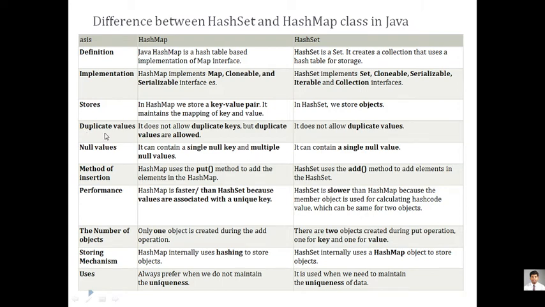Now we'll go for duplicate values. Here it is not allowing duplicate keys, but duplicate values are allowed. So if you want to add duplicate values, you can add duplicate values, but you cannot add duplicate keys. Here in hash set, it is not allowing duplicate values. So this is again a major difference between the 2 things.